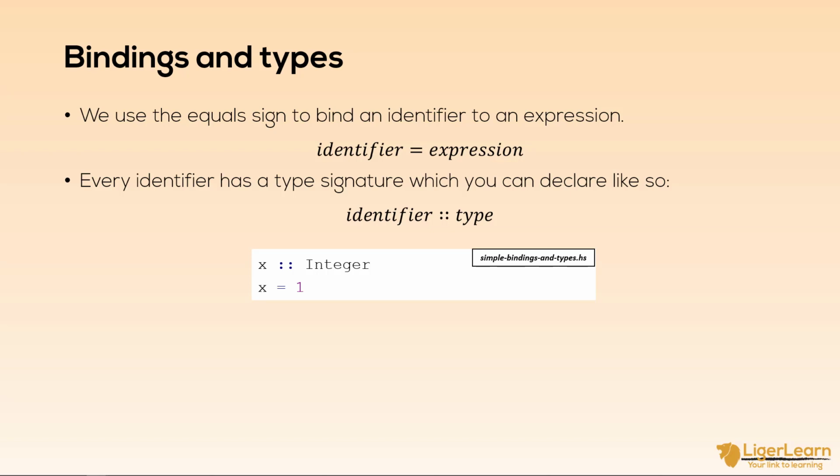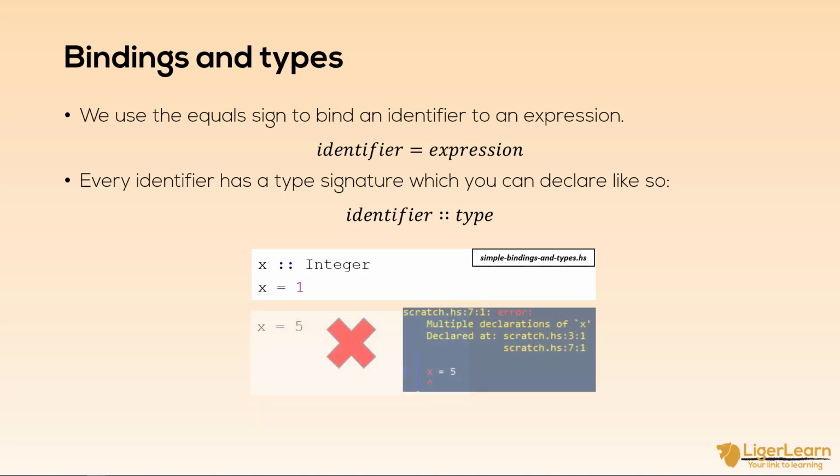Once you have bound a value to an identifier, it is immutable. This means you cannot rebind the identifier to a new expression or value. If you try to do that, you will get a compilation error complaining that there are multiple declarations for the identifier. In this case, you can see that trying to set the value of x to 5 once it has already been set to 1 means we get this error.